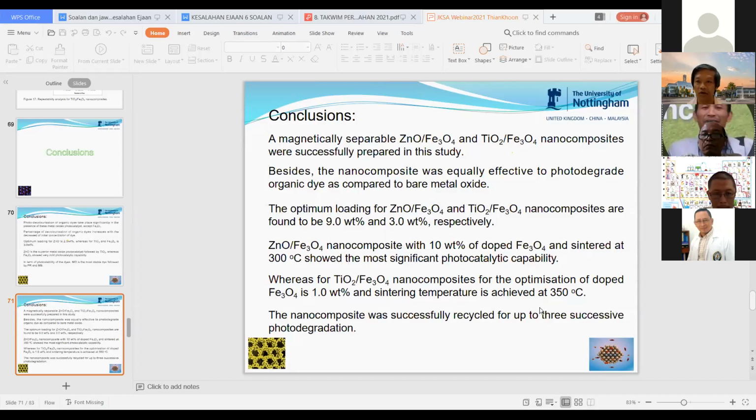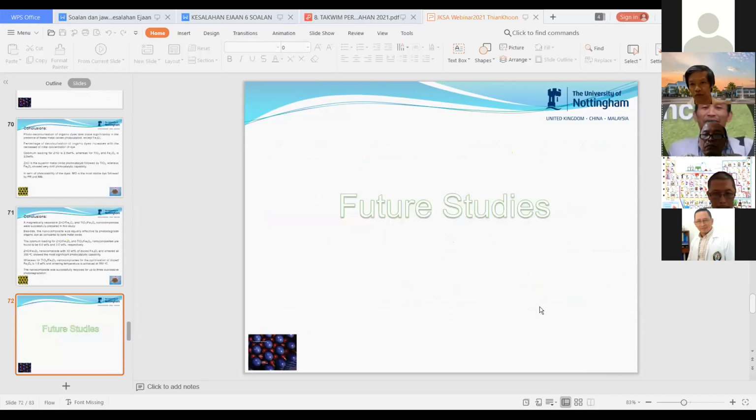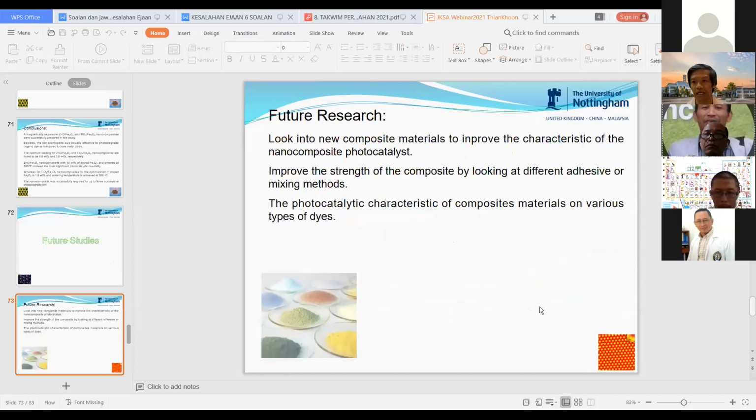Briefly, for future study, we want to still improve this nanocomposite material. We want to look at how we can produce it at a much lower cost, whether it is possible to use excess substance during the mixing, or change the mixing method and so on, and of course all the other dyes that we are going to look at.